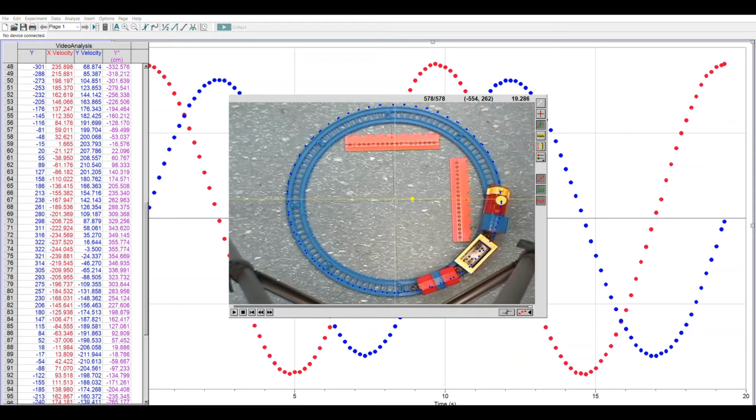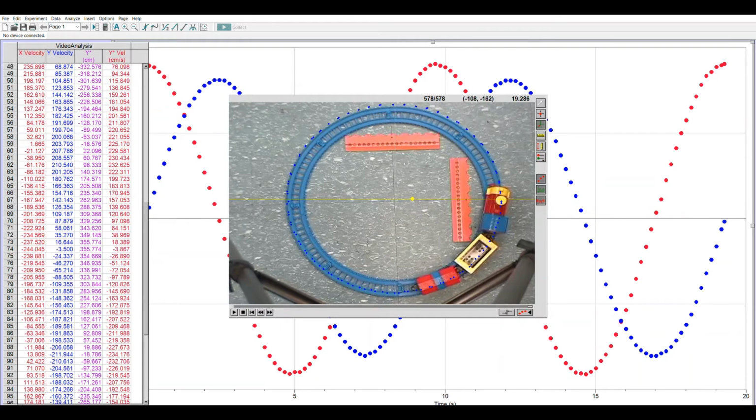So I'll call this Y velocity corrected, and the short name will be Y star VEL. This will also be in centimeters per second. So I'll take that same correction factor, 1.104895, and I'll multiply by all of my Y velocities until it's done.